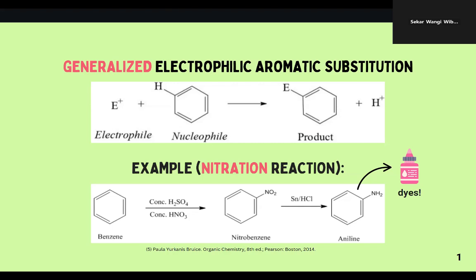An example of an EAS reaction is nitration, where you react the benzene ring with concentrated sulfuric acid and concentrated nitric acid. It will react and become nitrobenzene, and this nitrobenzene can be further reduced using tin and hydrochloric acid to become aniline, which is very helpful in our everyday life and is widely used as dyes.